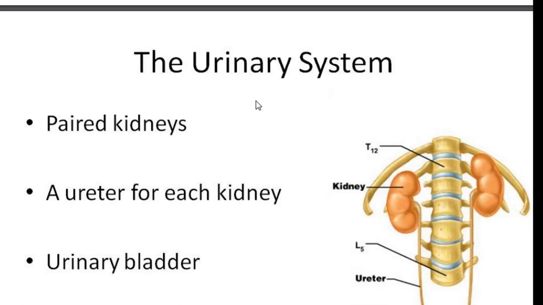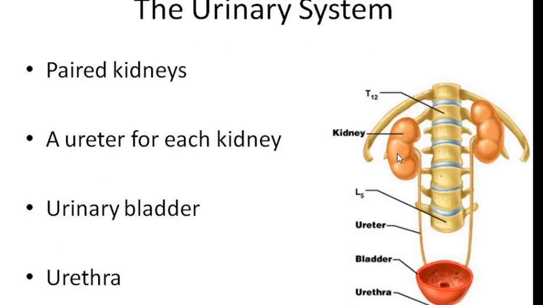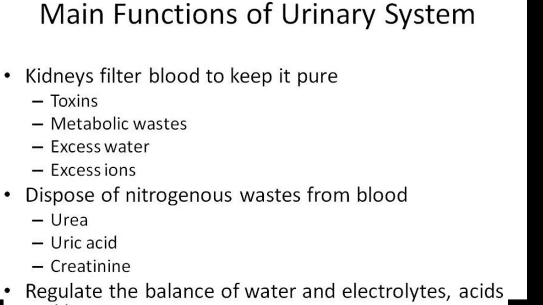The urinary system. The components of this system are two kidneys, left and right. This is the right and this is the left. A ureter for each kidney, one urinary bladder and the urethra. The functions of the urinary system.